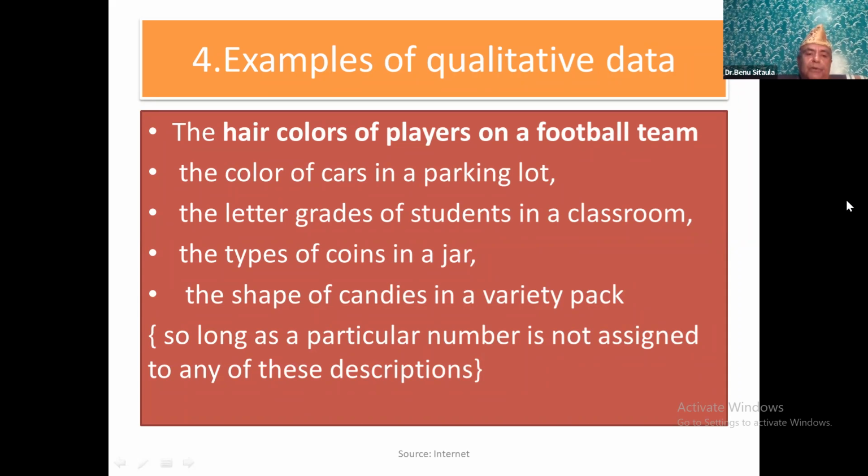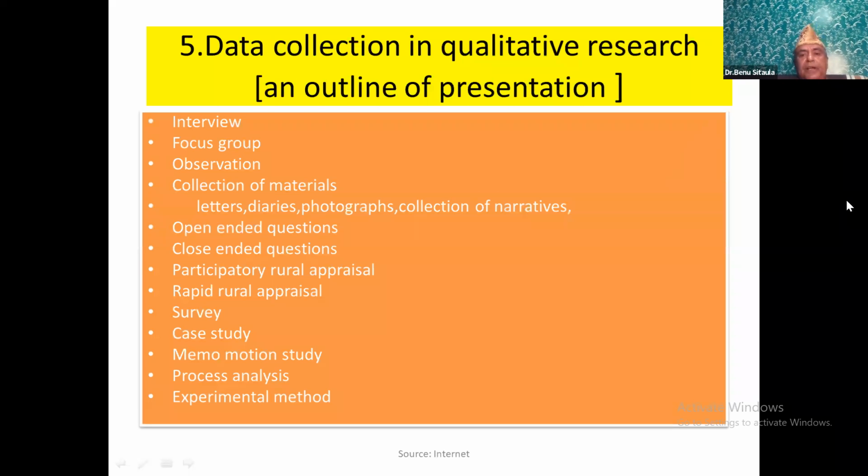If we talk about all these examples, so long as a particular number is not assigned to any of these descriptions, they are all qualitative data. Now, this is my today's business, data collection in qualitative research, and the outline of the presentation.